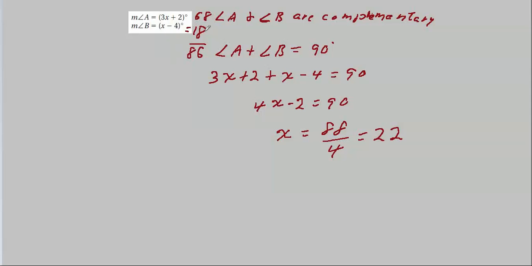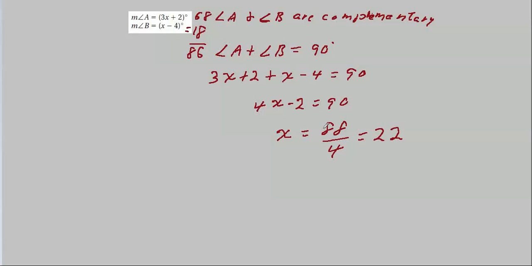22 minus 4, well, that's 18. And 3 times 22 would be 66, plus 2 is 68. So I may have made a mistake down here somewhere. Let's take a look. 3x plus x minus 2. Have you spotted the mistake yet? Well, 3x plus x is 4x. 2 minus 4 is minus 2.